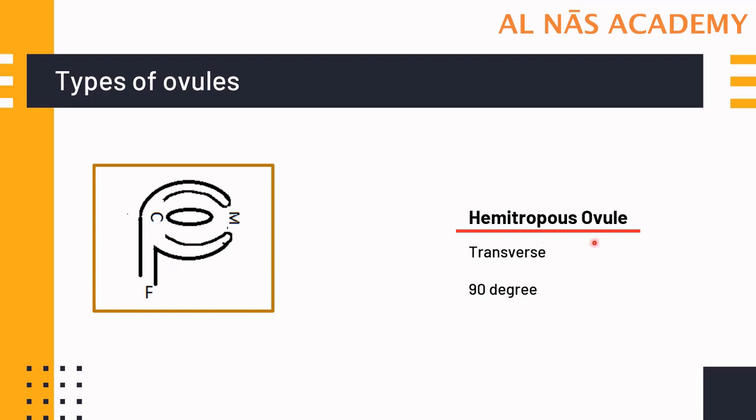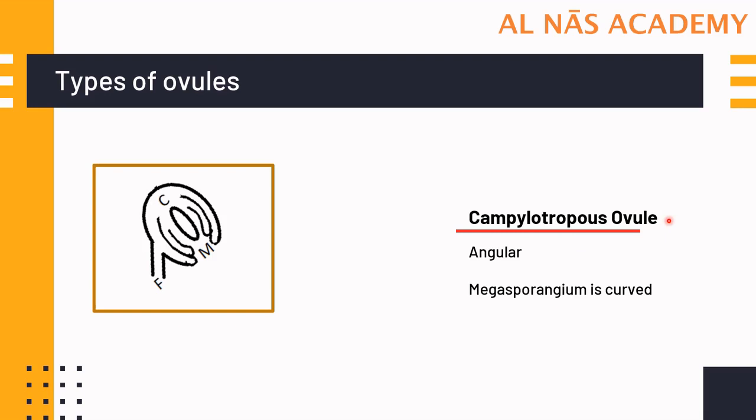It is called the Hemitropous ovule. The next we are going to study is the Campylotropous ovule. It is between the Anatropous ovule and the Hemitropous ovule. In the Anatropous ovule, the micropyle is at the lower end, and in the Hemitropous ovule, the micropyle forms 90 degrees with the funicle. If we compare the position of the micropyle of the Anatropous and Hemitropous ovule to that of the Campylotropous ovule, the micropyle lies somewhere between these two.